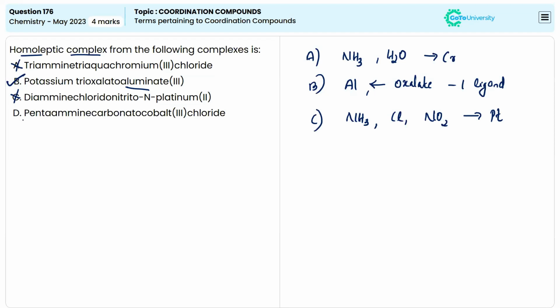Now consider the last one, pentaamminecarbonatocobalt(III) chloride. Pentaammine means NH3 groups will be there. Then carbonato means a carbonato group is there. And the metal atom will be cobalt. So this is also containing two kinds of ligands. So they are not homoleptic. The homoleptic one will be option B.